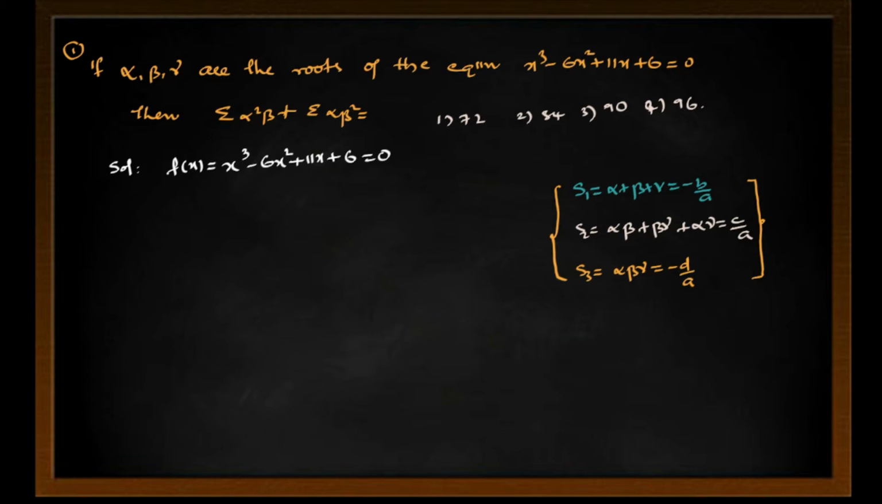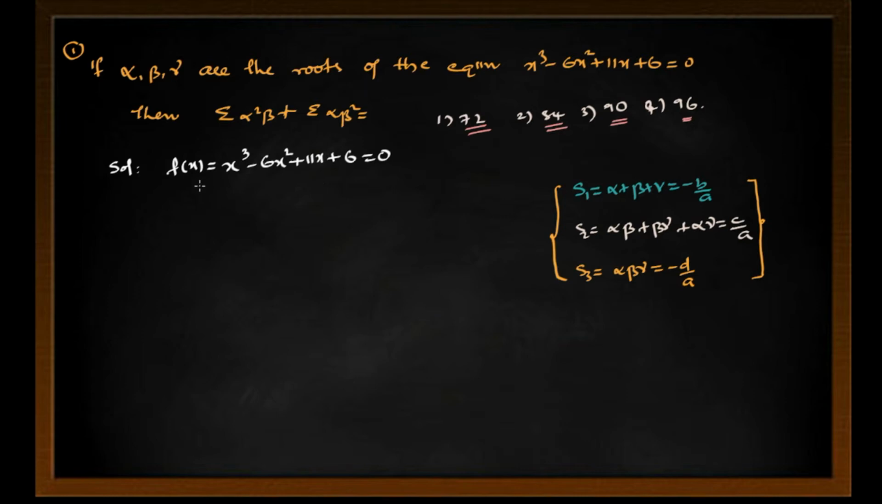Today's session we are going to discuss theory of equations. Our first question is: if alpha, beta, gamma are the roots of the equation x cube minus 6x square plus 11x plus 6 equals 0, then find the value of summation alpha square beta plus summation alpha beta square. Four options are given: first option 72, second one 84, 90 and 96.